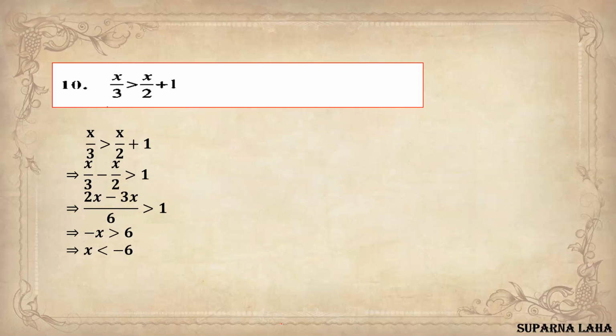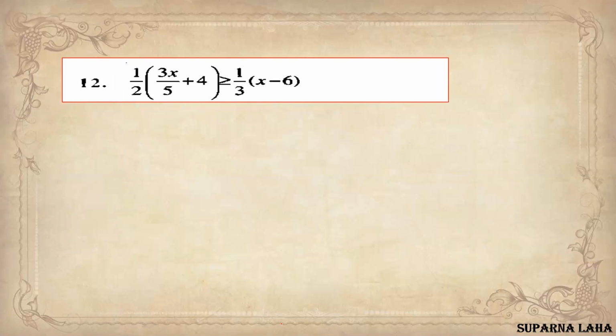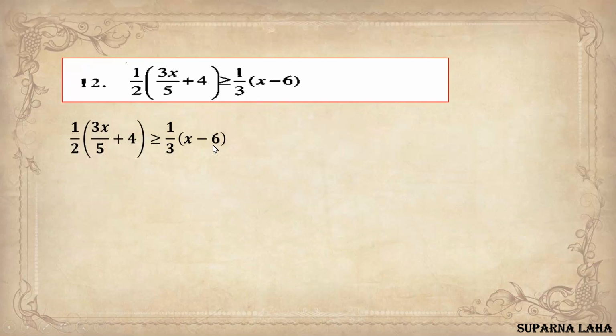Okay, so moving to the next one. Half into 3x by 5 plus 4 greater than or equal to 1/3 into x minus 6. First of all, write down the question: half into 3x by 5 plus 4 greater than or equal to 1/3 into x minus 6. So we can write these as 3x by 10 plus 4 by 2, that is 2, greater than or equal to x by 3 and minus 6 by 3, that is minus 2.